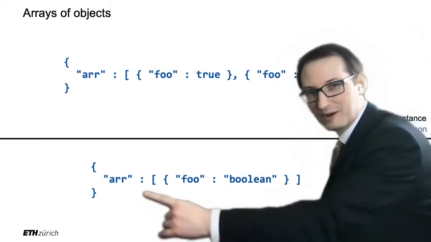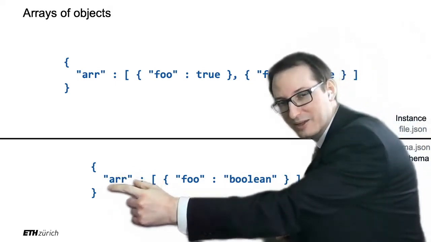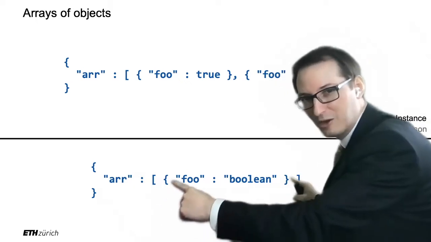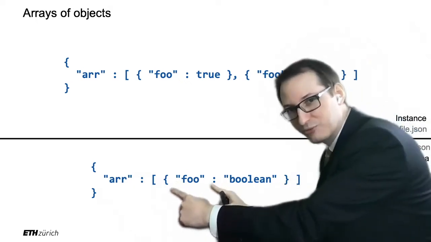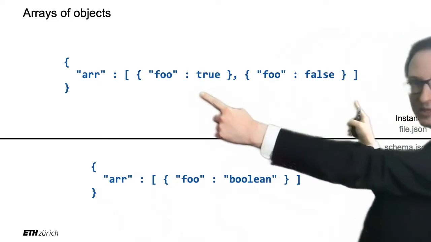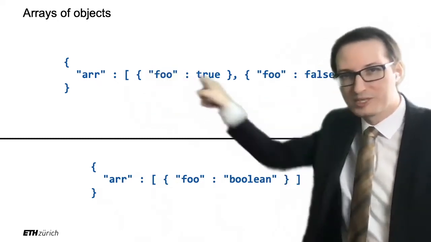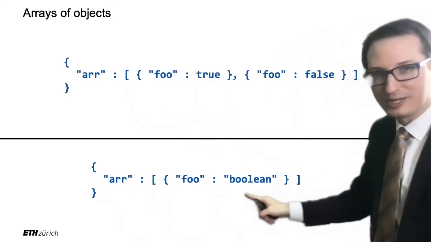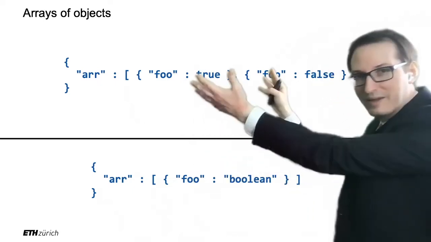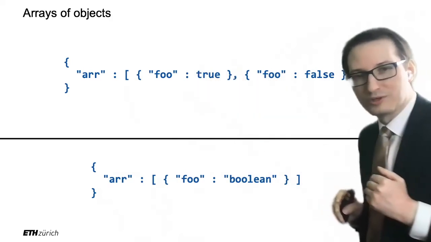Here, what are we saying here? We have an object that has a key R associated with an array of objects that each have a key foo associated with a Boolean. And this is what you have here, an array of objects, 2 objects with the key foo each, and every time a Boolean. So you see, it's like a template, basically, that applies to the instance.